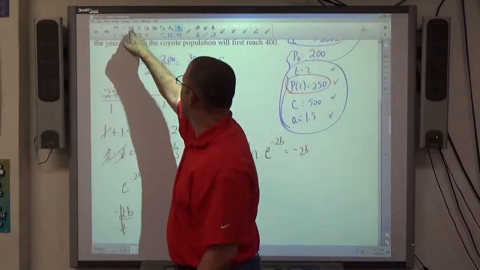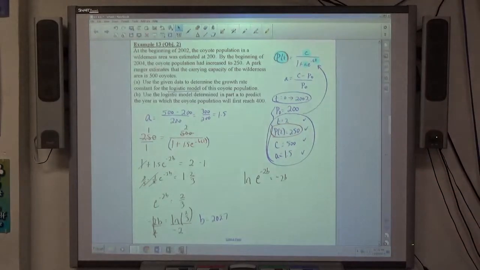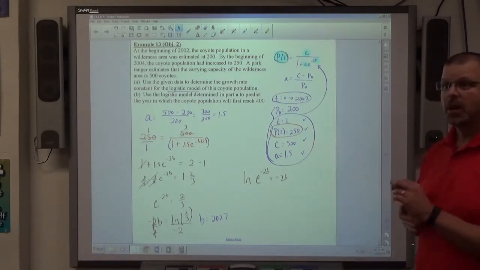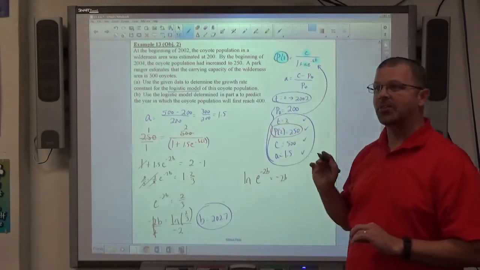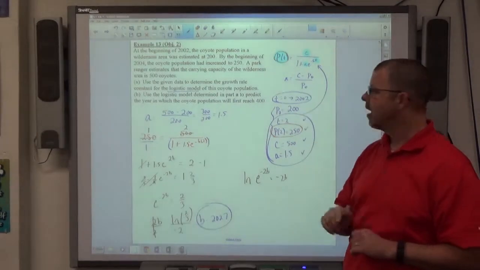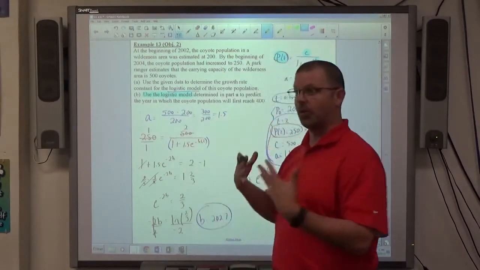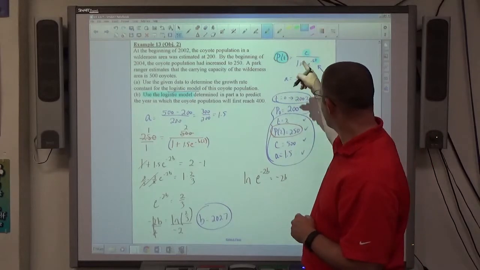Going back to the original problem, what it asked me to do. It said, use the given data to determine the growth rate constant for the logistic model. They aren't asking for the logistic model, but in part B, they're asking to use the logistic model. So that's the answer to the question they asked me. Quite often they'll ask you to find the logistic model. And the fact that question B is asking me to use the logistic model tells me that I want to create one. The logistic model just means we go back to here.